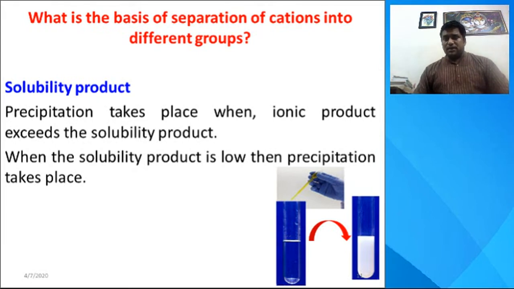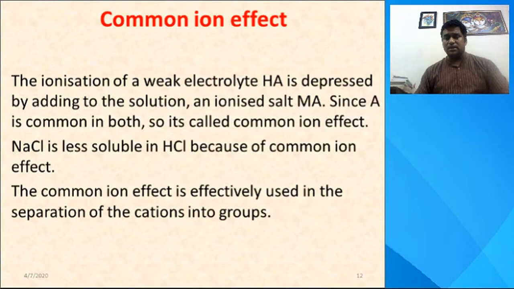In order to classify cations into different groups, we need to add certain group reagents which will form precipitates of those particular cations, and precipitation will only be formed when the ionic product exceeds the solubility product. So that is why solubility product plays an important role in classification of metal ions into different groups.